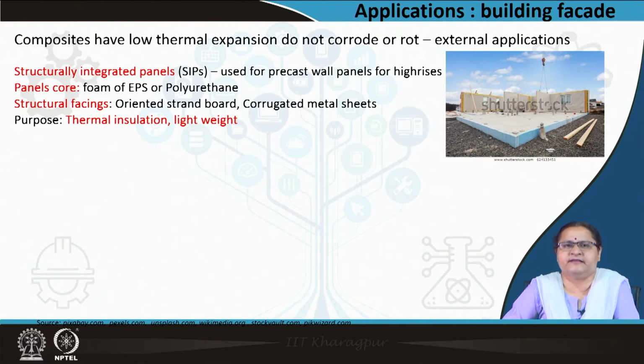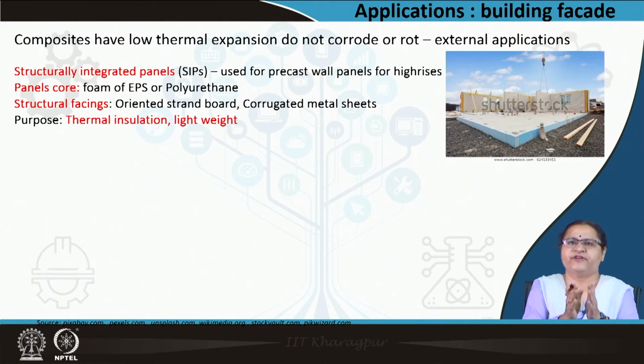Then there are structurally integrated panels or SIPs, which have foam, EPS or polyurethane sandwiched in between, with a coating of maybe metal sheet or oriented strand board or any other material which can withstand the external conditions. You get a structural integrated panel. Now, what is the advantage of it? These provide thermal insulation and are at the same time lightweight. Where do we apply them? We can apply them where the structural system is there and you are using these SIPs as filler walls.